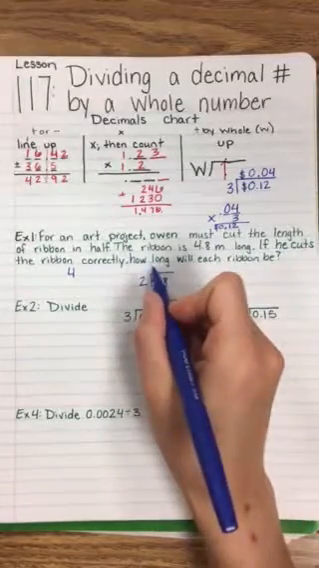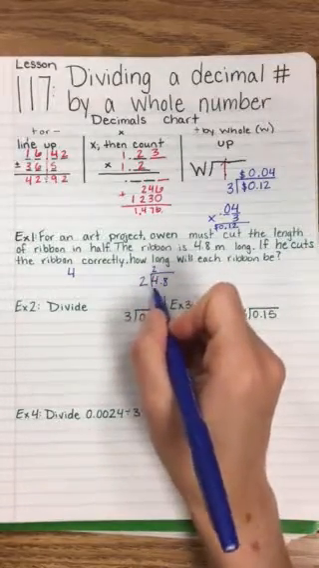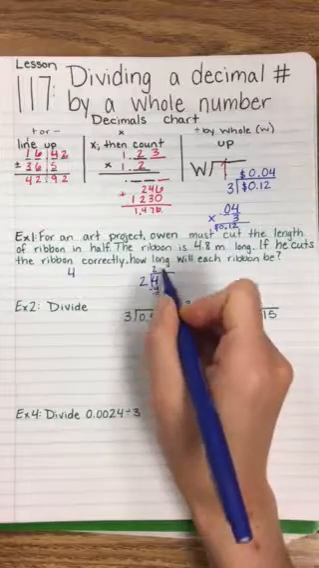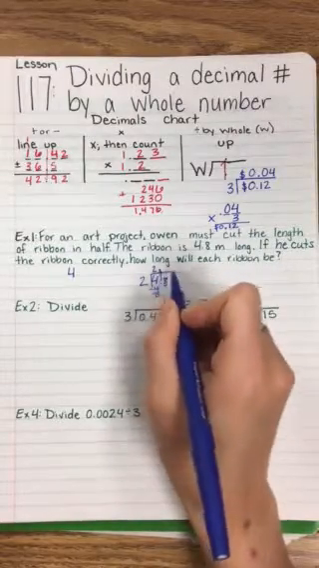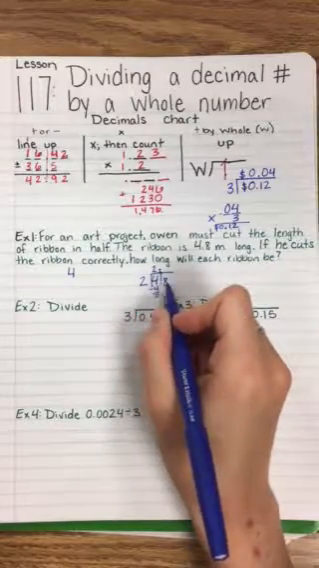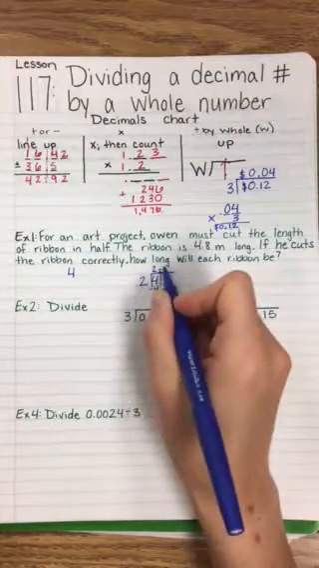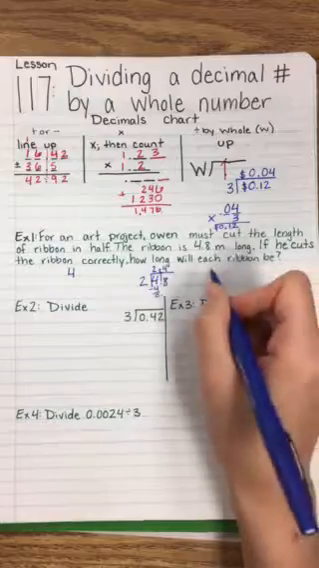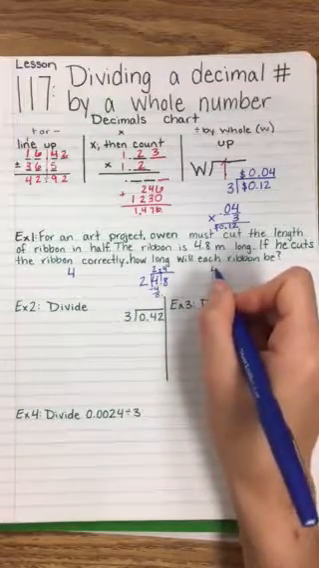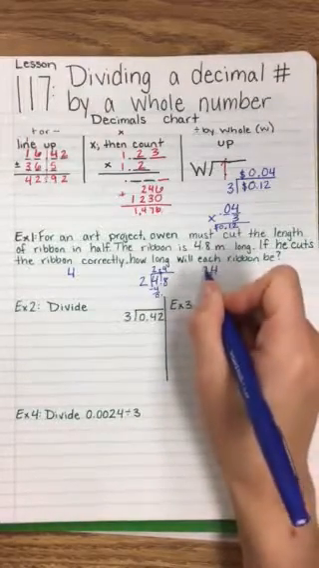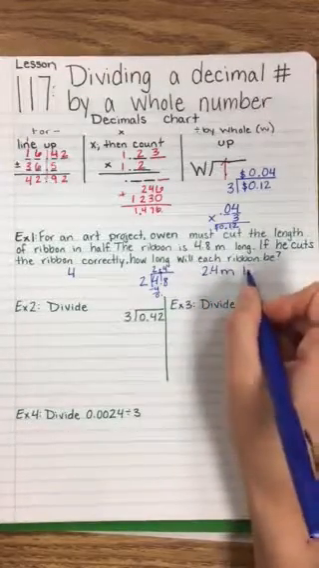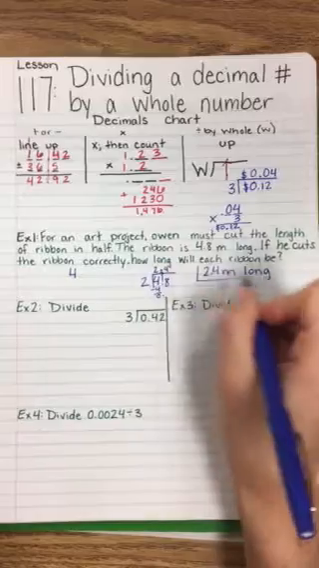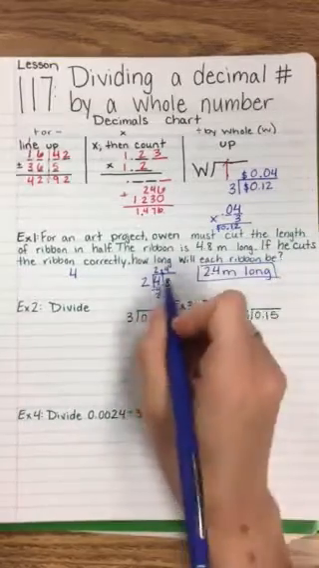So 2 can go into 4 2 times. Okay? Minus 4 is 0. So then you just move your decimal point up, and 8 divided by 2 is 4. So each ribbon would be 2.4 meters long. Okay, each ribbon, because I just divided it in half.